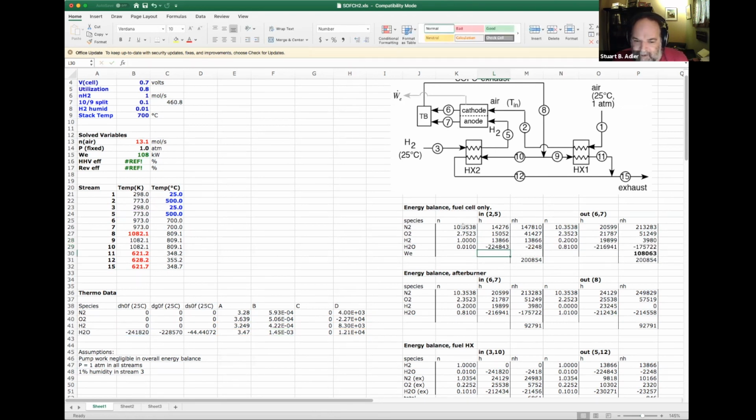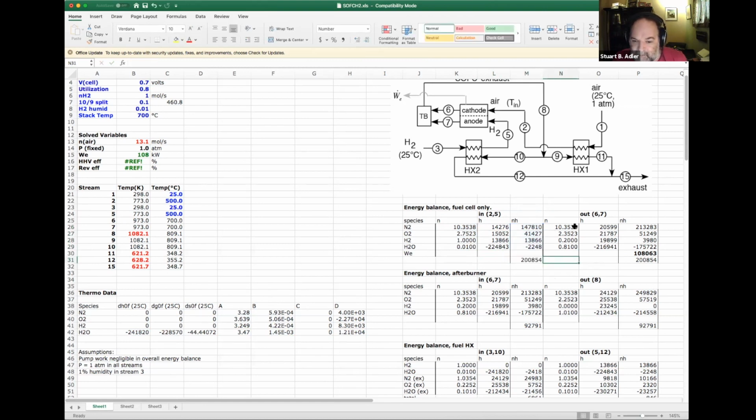And so I'm making a column of N dot, and I'm making a column of H. This is in moles per second, and here's joules per mole. And then I'm multiplying together. So this is N dot H for each species, which is just a multiple of N dot times H. And then I just copy that down, and then this is the sum. So this is the sum of N dot H for all the input substances.